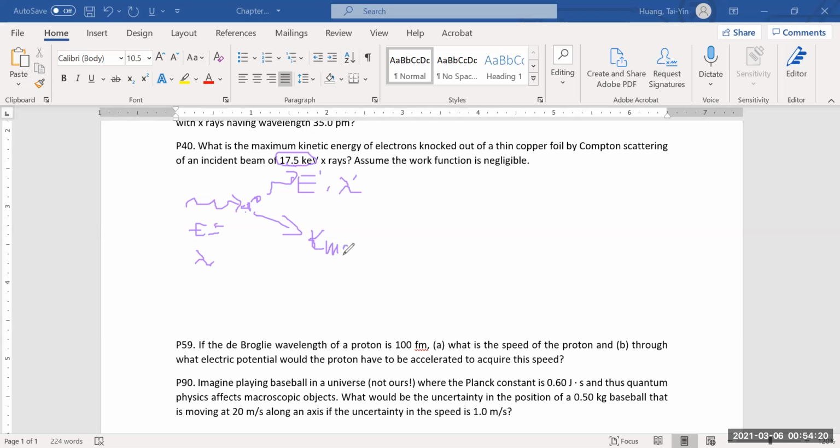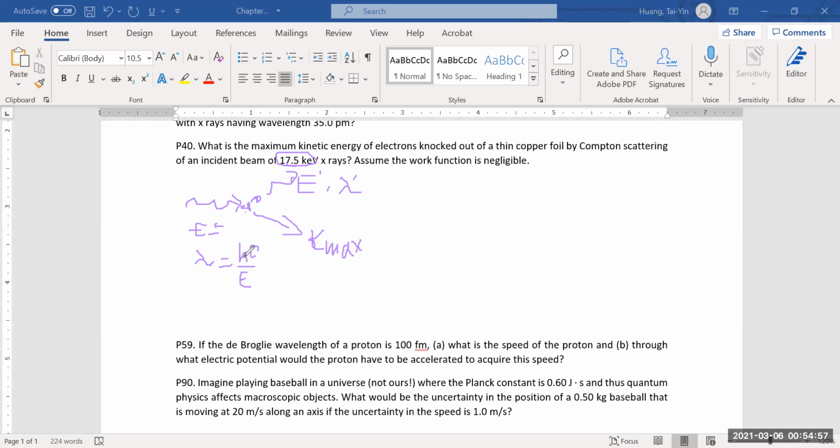So the question is, under what condition will we consider that the kinetic energy will be a maximum? The first thing first, we know the energy is 17.5 keV. We need to figure out what the lambda is. So your lambda can be calculated using hc over E. h is the Planck constant, c is the speed of light, and E is the energy.